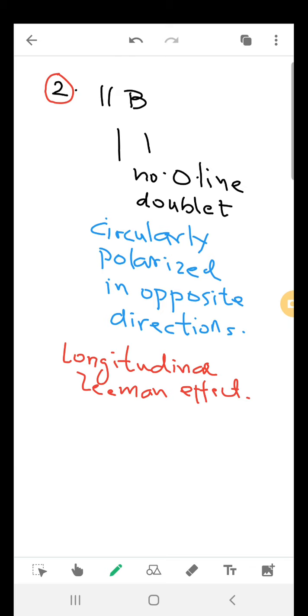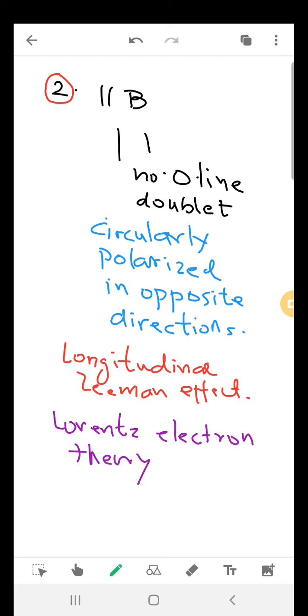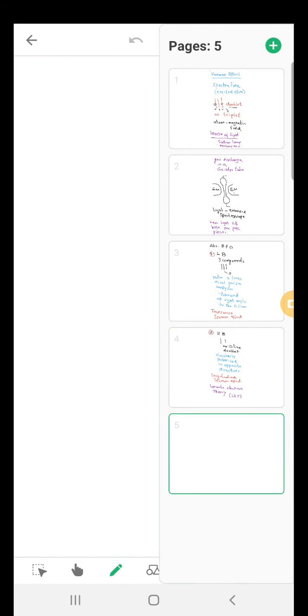Now, this Zeeman effect is explained by means of the Lorentz electron theory, called LET. So we will try to understand what this Lorentz electron theory is.